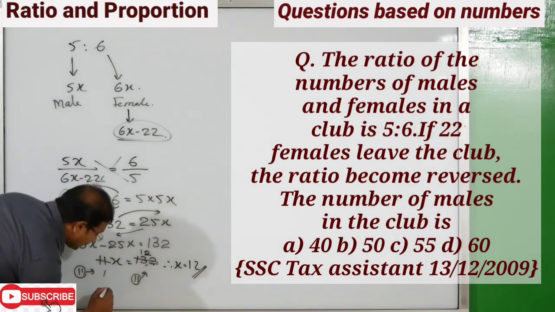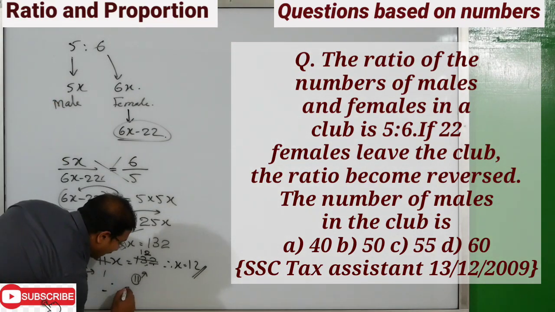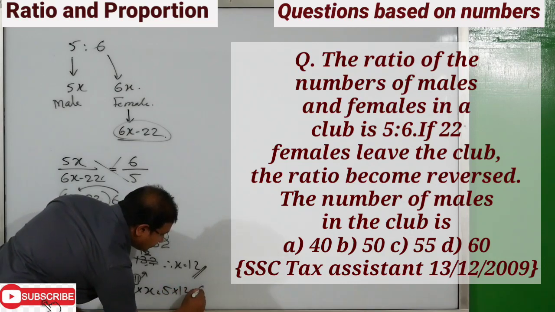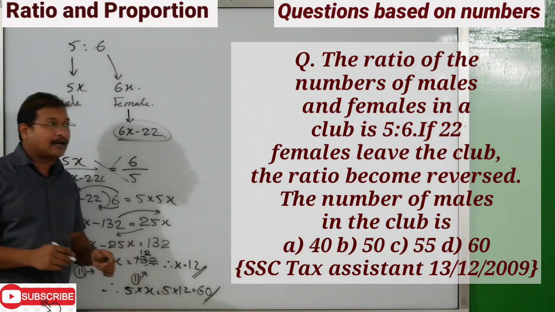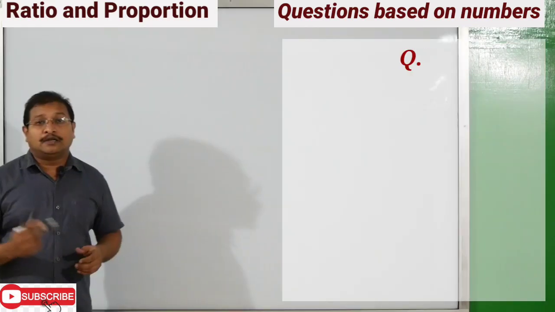Therefore, number of males in the club means what will happen? Number of male means 5x. That means 5 into x equals 5 into 12 equals 60. That means the correct option is D, that is 60. Okay, let's see the next question.